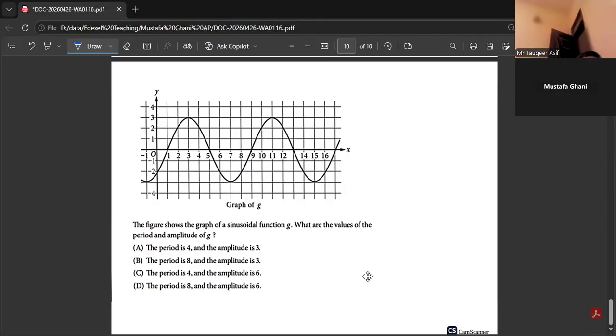What's the next question? The figure shows the graph of a sinusoidal function g. So what are the values of the period and amplitude of g?